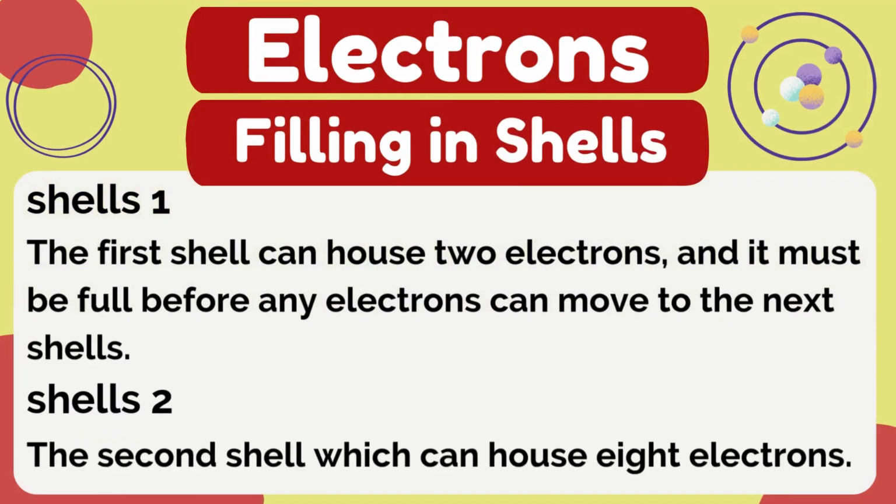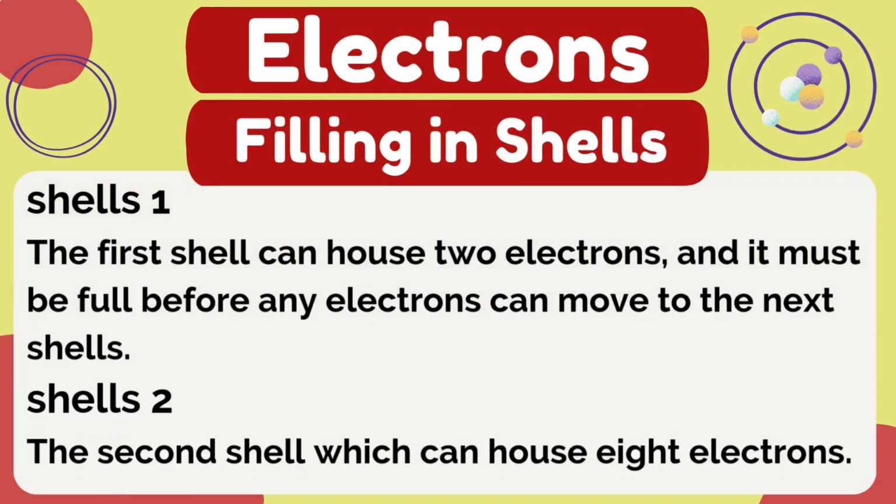Now we understand the filling of shells. Shell 1, which is the K shell, is nearest to the nucleus. The first shell can house 2 electrons and it must be full before any electron can move to the next shell. And shell 2, which is farther away from the nucleus, is also called the L shell, and it can house 8 electrons.